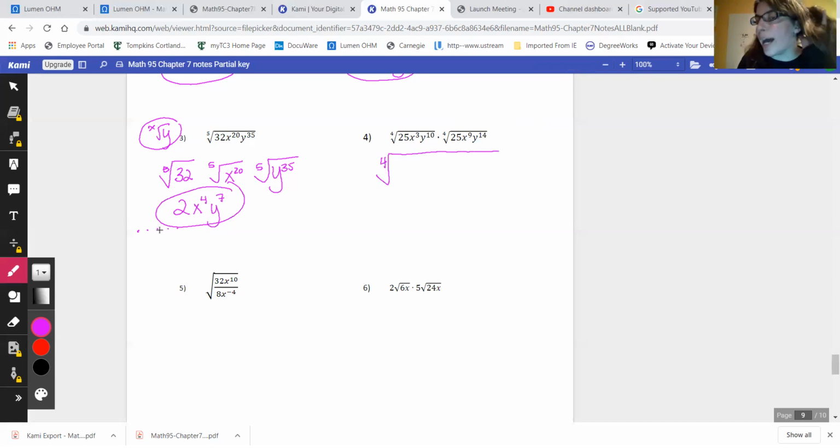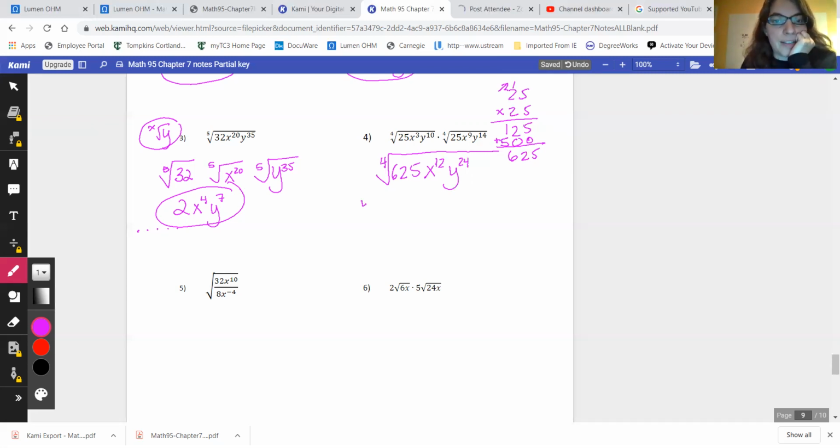And when we do that, it's going to end up in a 4th root still. So 25 times 25, this gives us 125. This gives us 5 times 2 is 10. 2 times 2 is 4, plus 1 is 5. This is going to give us 625. So we're going to have 625 x to the 12th, y to the 24th.